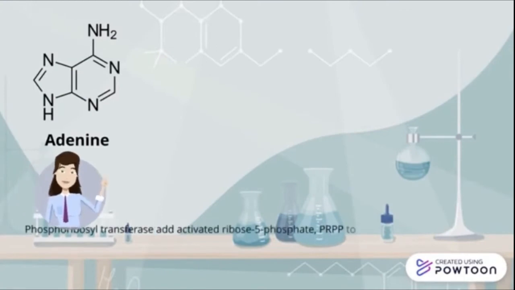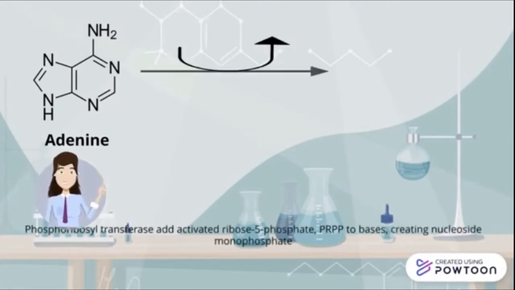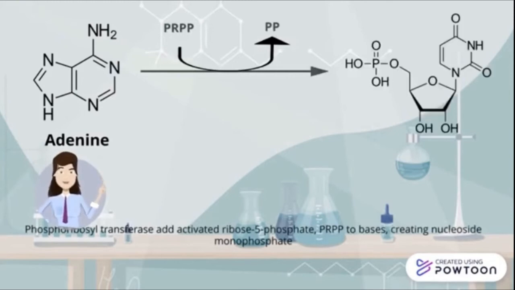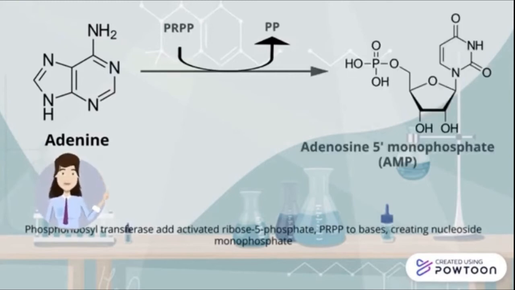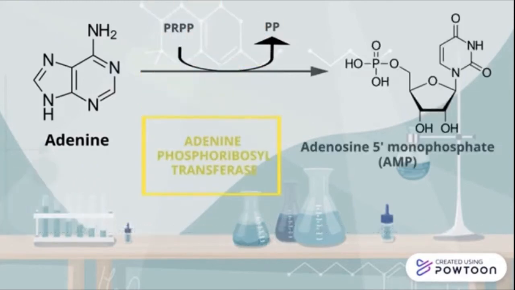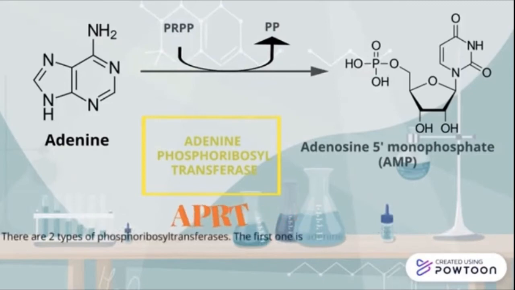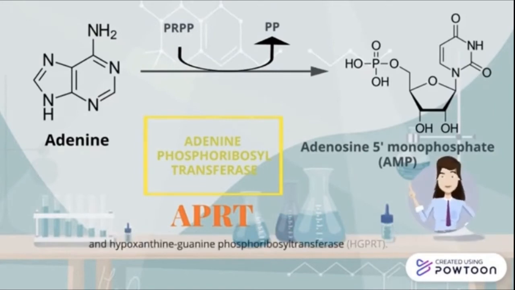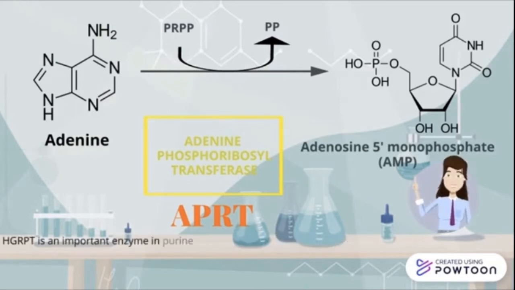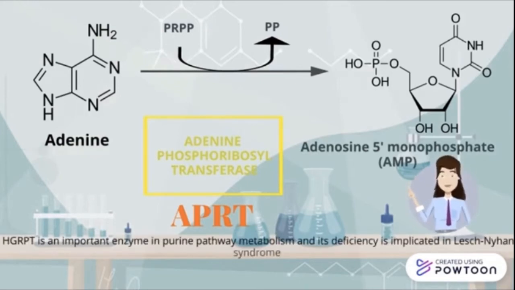Phosphoribosyl transferase adds activated ribose 5-phosphate, PRPP, to bases, creating nucleoside monophosphate. There are two types of phosphoribosyl transferase: adenine phosphoribosyl transferase, APRT, and hypoxanthine guanine phosphoribosyl transferase, HGPRT. HGPRT is an important enzyme in purine metabolism, and its deficiency is implicated in Lesch-Nyhan syndrome.